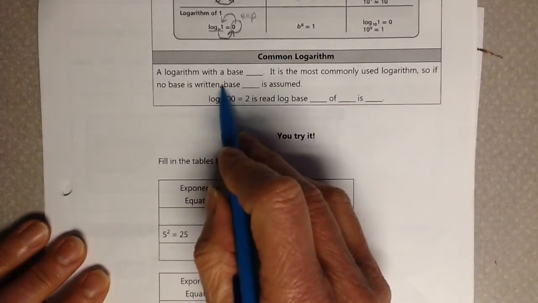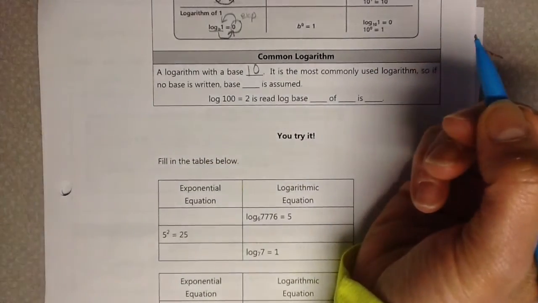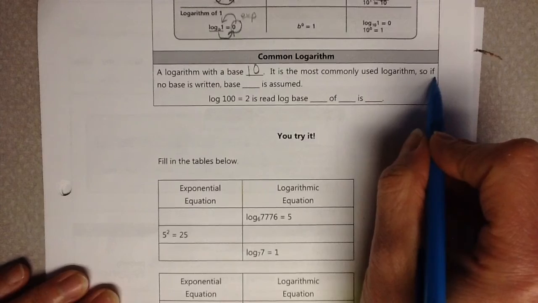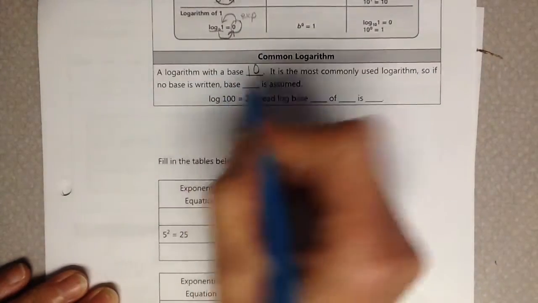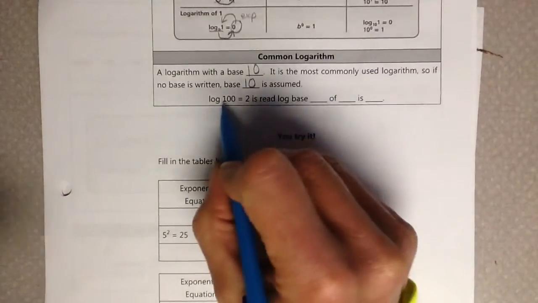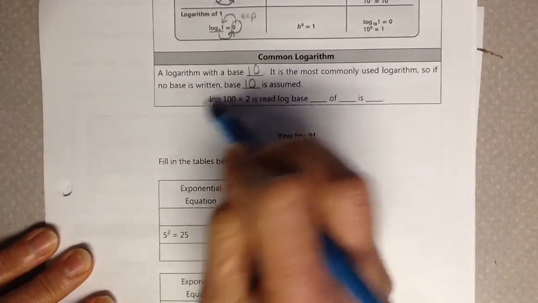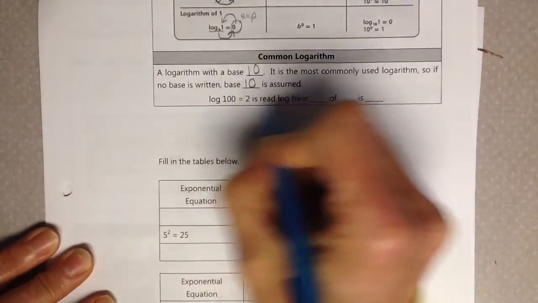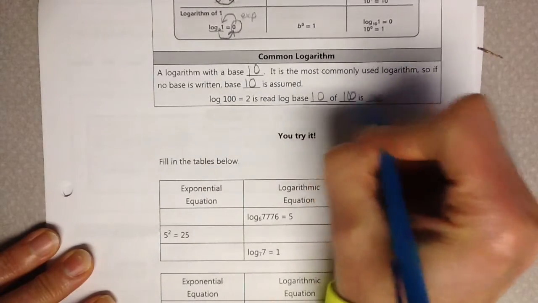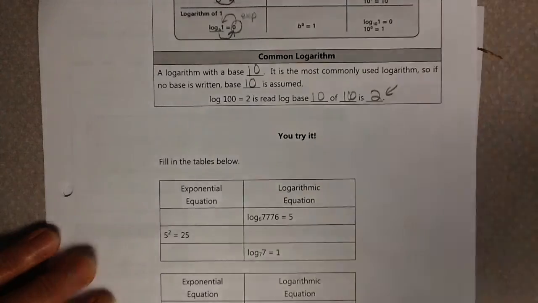All right. So a logarithm with a base 10 is the most commonly used logarithm. So if no base is written, then you automatically know that it's a base 10. So here, we don't have to write base 10 here, but it's assumed. So this is read log base 10 of 100 is 2. Exponent on the side by itself. Okay, you have a few questions to try.